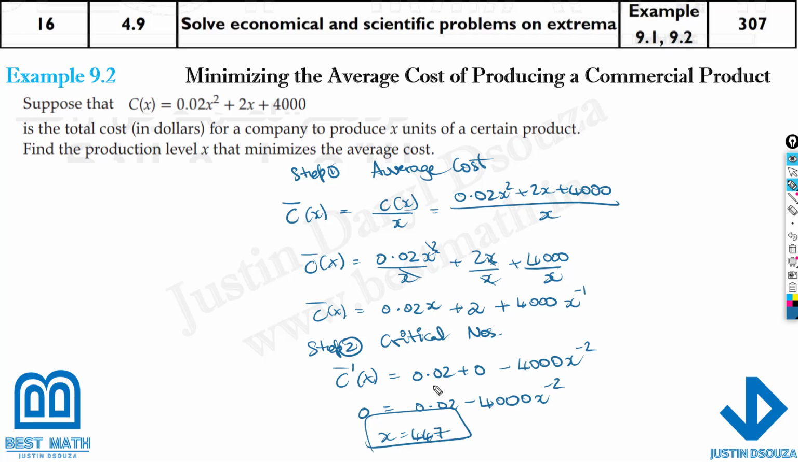What is step 3? Step 3, I'll write it over here, is minimum x value. Minimum cost, the x value which is required to minimize the average cost, isn't it? So what I'll do is, see, there are different ways. You can even directly find the second derivative, use this x value, solve it up.